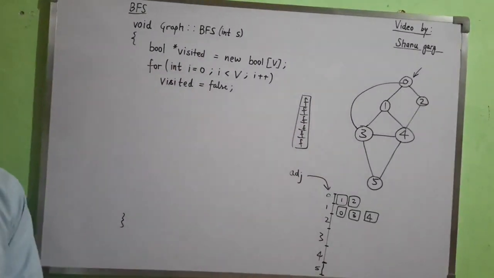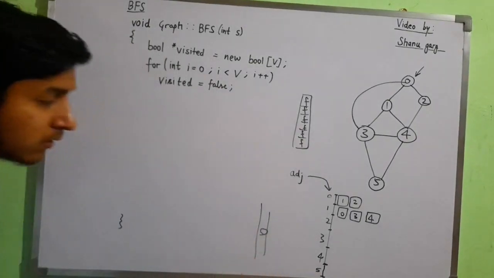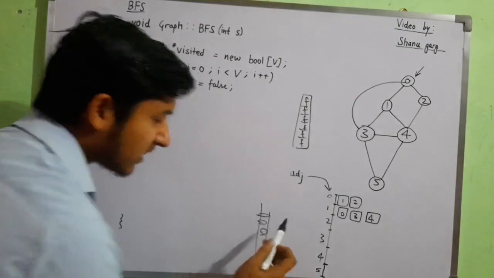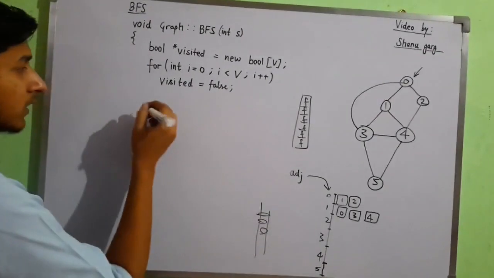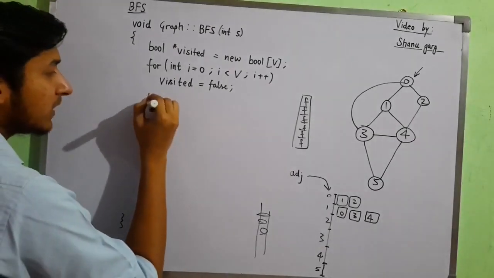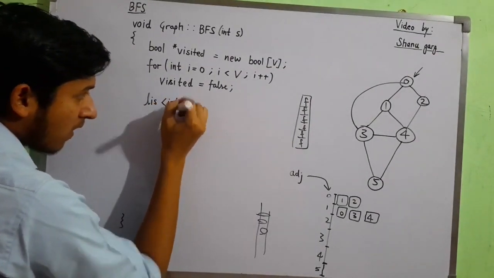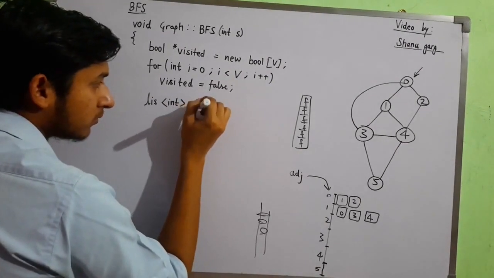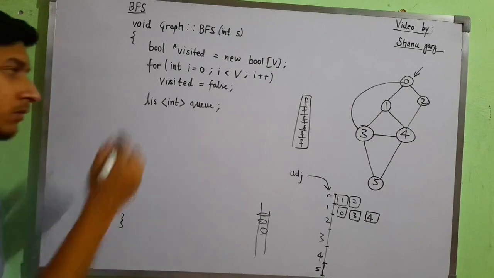Does that make sense? As I explained to you, we'll have a queue that will store the bases, the layers. So we'll have a queue. So a list of integers by the name q is there. Simple.